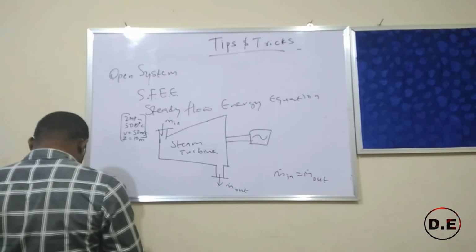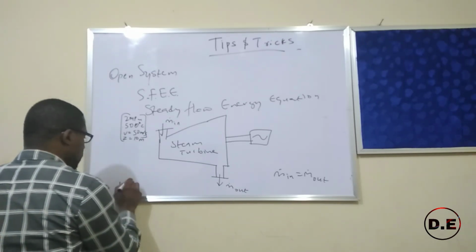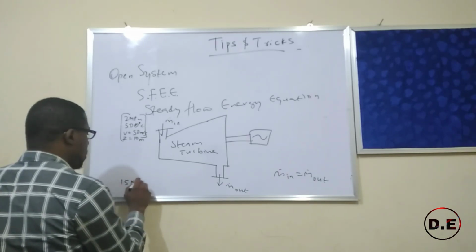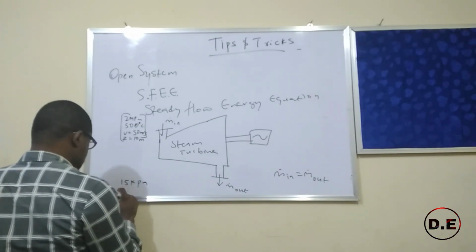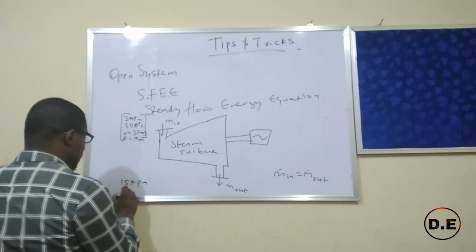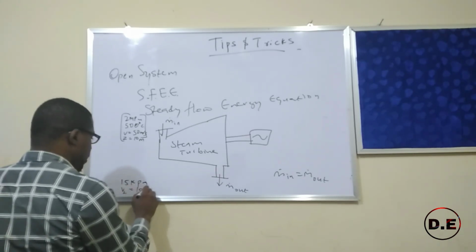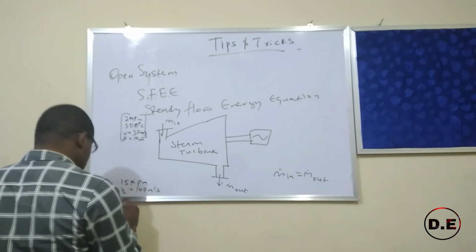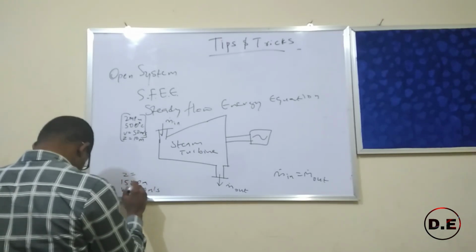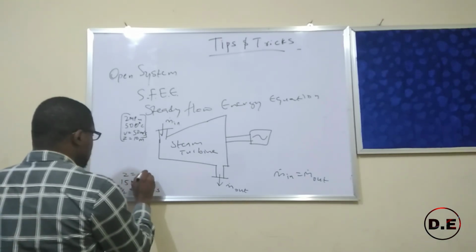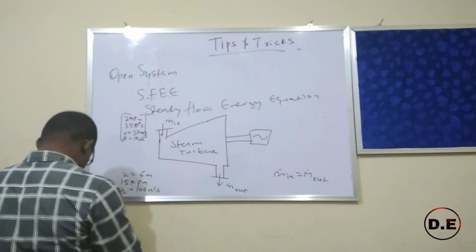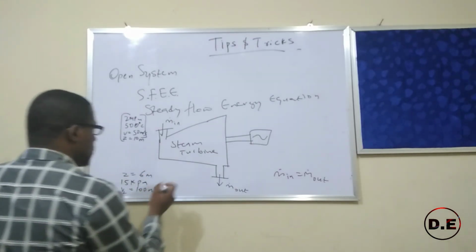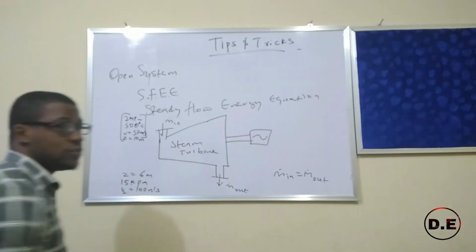let's use 15 kilopascal, and the velocity at the outlet is equal to 100 meters per second, and the height, the Z from the datum, let's assume is 6 meters. Okay, and then we have to find the various quantities in the steady flow.